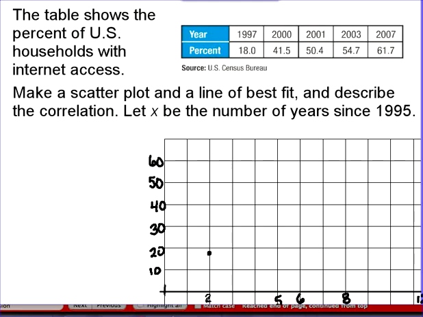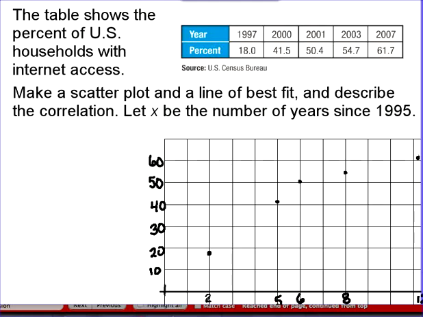Okay, the next one, 2000, where am I going to be at? 40. So a little over 40. Okay, 2001, up at 50, so we'll just put it real close to that line because that's pretty much where it's at. 2003, 54, so about halfway. And then 2007, 61, so probably right up about right here.